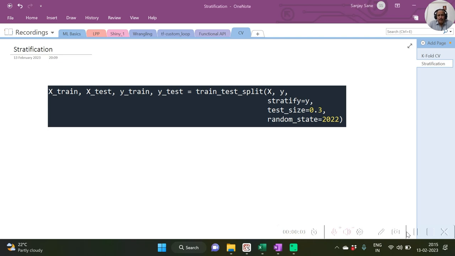For any of the partitions, it may be a train-test partition, or it may be a K-fold CV partition. We apply stratification while we partition. We are going to see in this video why the stratification is done during the train-test partition.